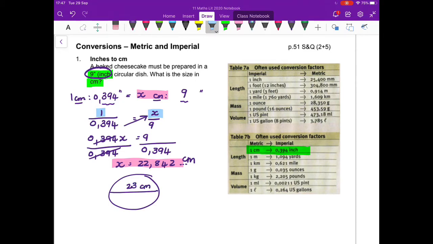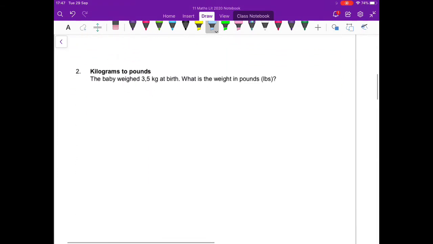You could also have used the 1 inch to 25,4 millimeters. If you did that, you would have got 22,86, which would still round up to 23. Let's look at another one, kilograms to pounds. The baby weighed 3,5 kilograms at birth. What is the weight in pounds? And the abbreviation for pounds is LBS.